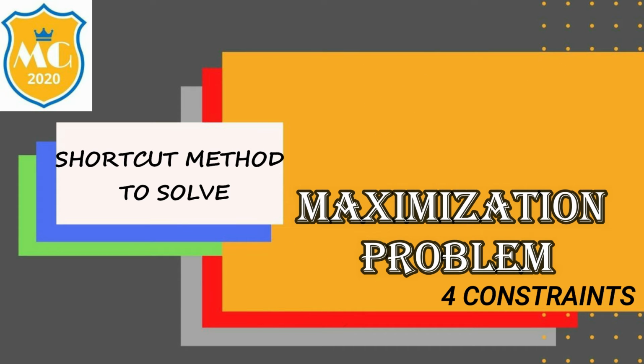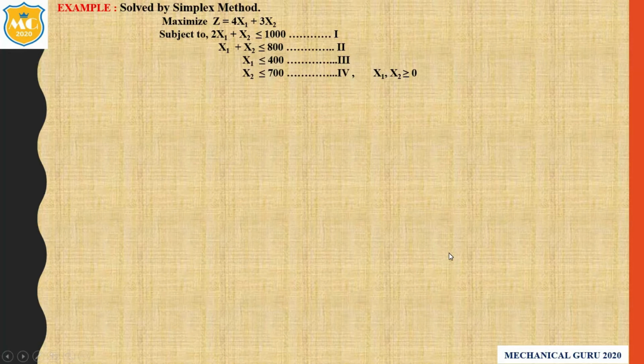Let's see how it works. Solve by simplex method. Maximize z equals 4x1 plus 3x2, subject to the constraints: first equation, 2x1 plus x2 less than or equal to 1000. This is the first equation. Second constraint, x1 plus x2 less than or equal to 800. Third equation, x1 less than or equal to 400. And the last equation, x2 less than or equal to 700. And the non-negative condition, x1, x2 greater than or equal to 0.